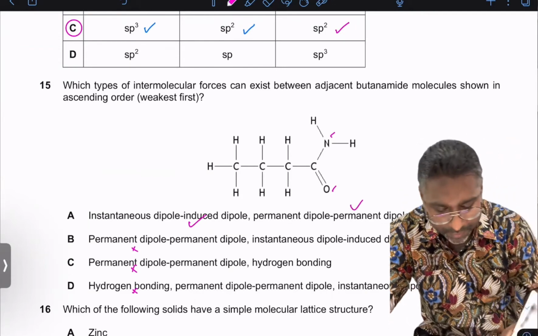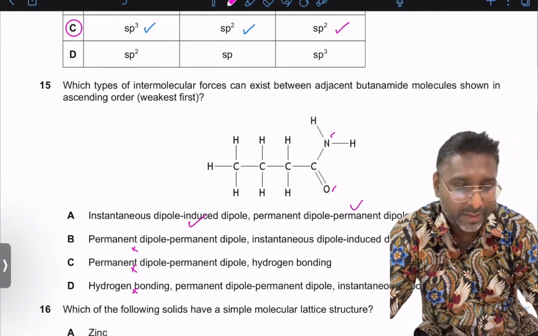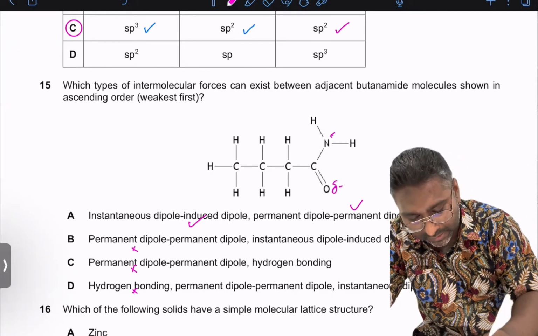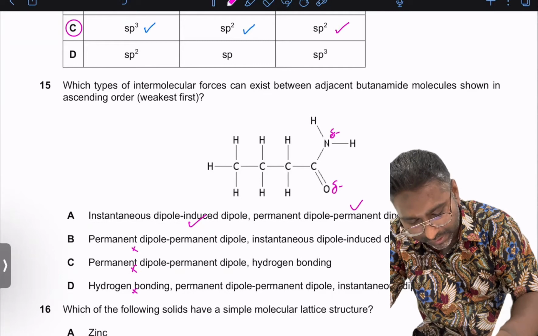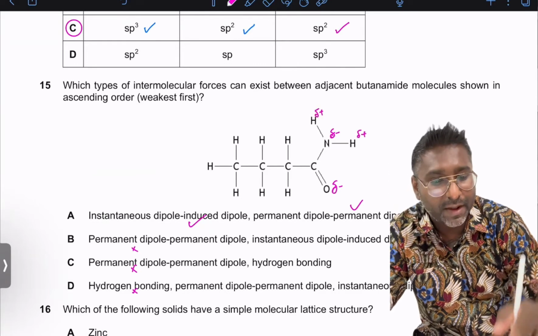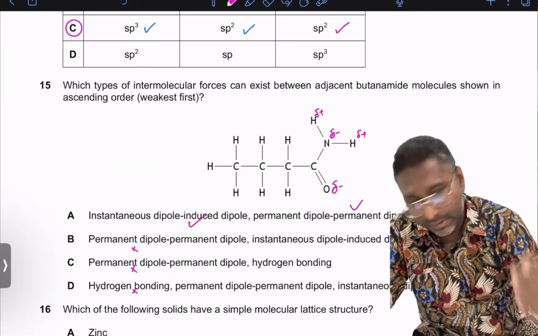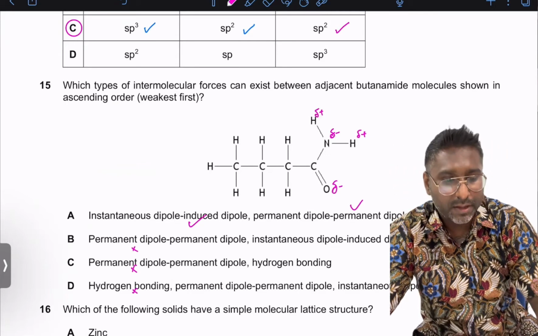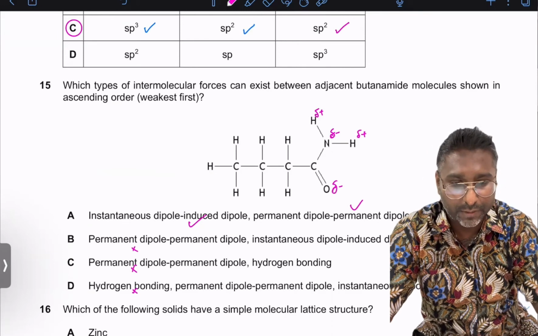And then there will be hydrogen bonding, no doubt in that, because there is delta negative oxygen, delta negative nitrogen, and delta positive hydrogen. In a molecule, if you have delta negative nitrogen and delta positive hydrogen, that's an indication that they can have hydrogen bonding. So please take note.